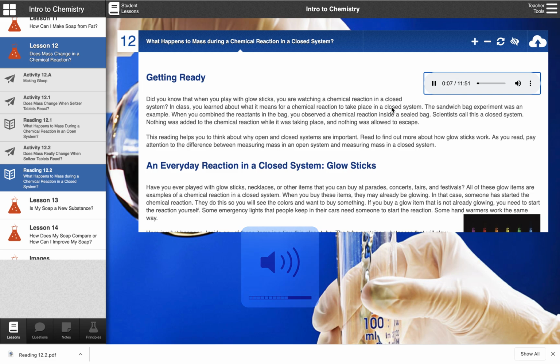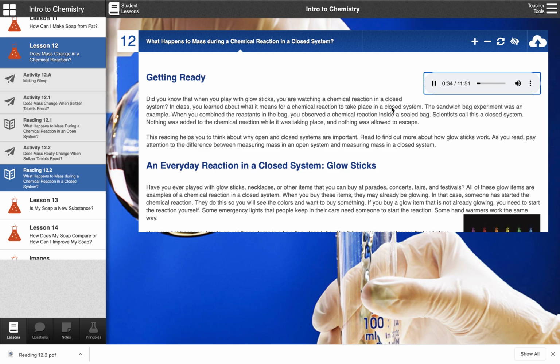Reading 12.2. What happens to mass during a chemical reaction in a closed system? Getting ready. Did you know when you play with glow sticks you are watching a chemical reaction in a closed system? In class, you learned about what it means for a chemical reaction to take place in a closed system. The sandwich bag experiment was an example.